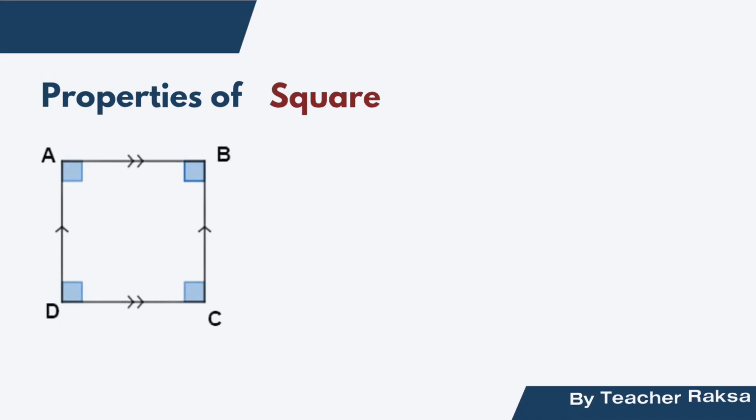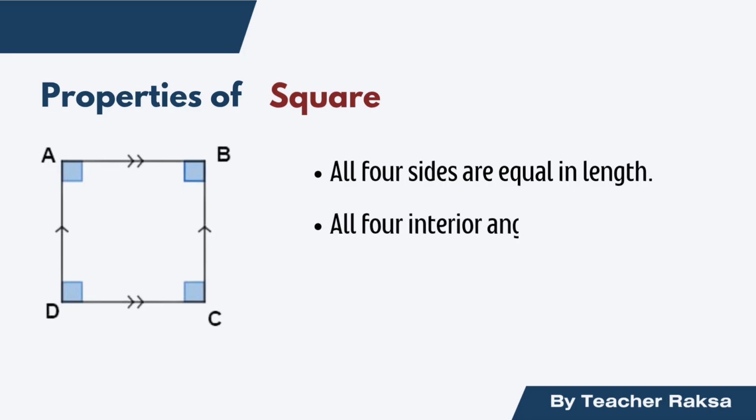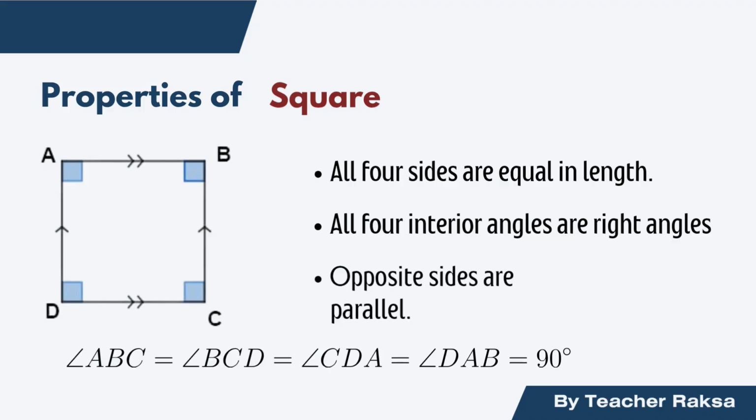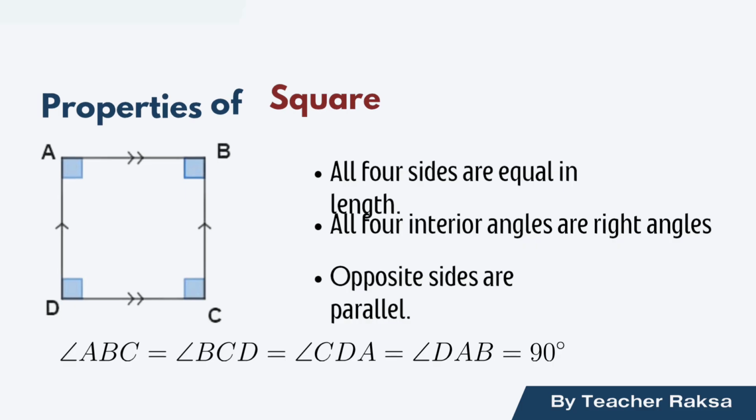Now let's move on to the property of a square. A square has 4 equal sides and 4 equal right angles, with each angle measuring 90 degrees. As you can see in the figure, all sides are the same length, and each corner forms a perfect right angle. Simple, strong, and symmetrical, that's the square.